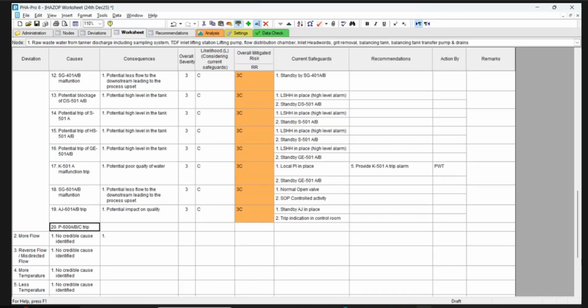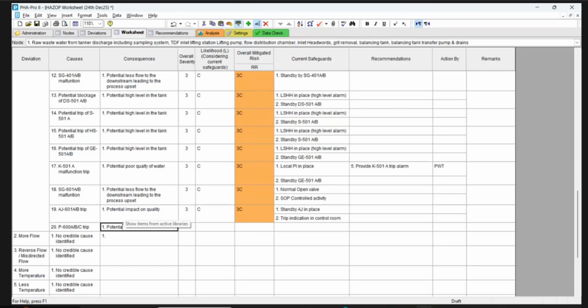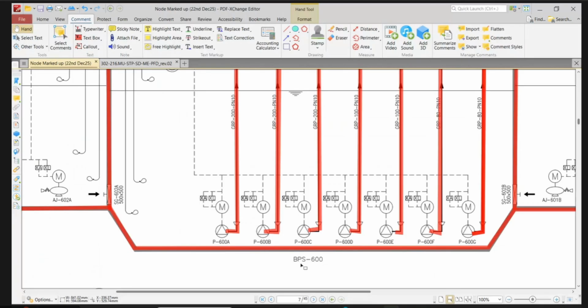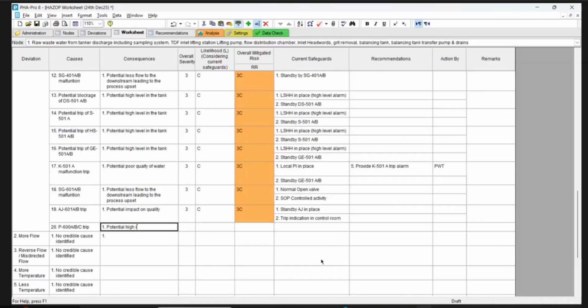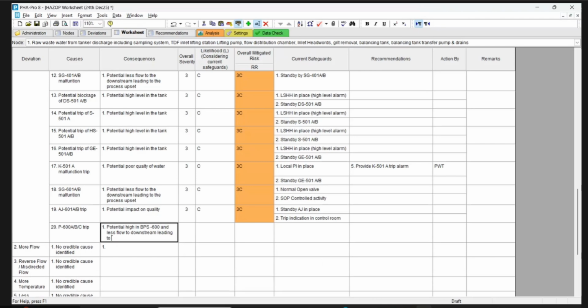Yeah. So what is the consequence? Potential high level, no flow to the system. High level in the tank, no? First BPS 600. High level 600 and less flow to downstream, leading to process upset. Upset, but a delayed effect on the process. Delayed effect, it will affect the process.